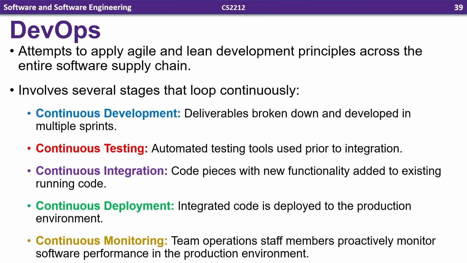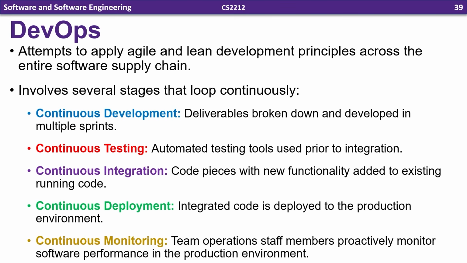The first is continuous development. These are deliverables that are broken down and then developed in multiple sprints. Continuous testing, automated testing tools used prior to integration. Those would be things like the unit tests, accessibility tests that can be automated. Continuous integration, that's a big part of DevOps, is being able to add this new code that we've developed into existing running code. That makes it really good for systems that are alive or being maintained.